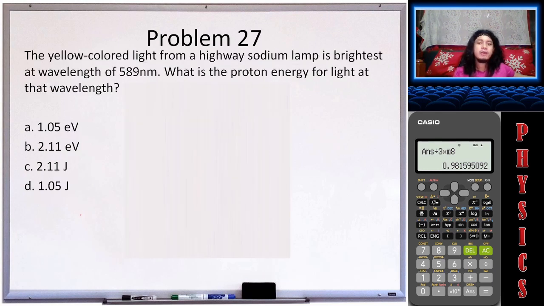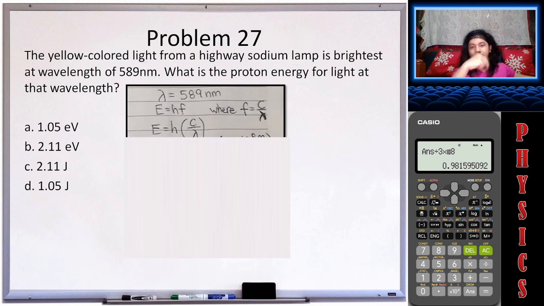The yellow-colored light from a highway sodium lamp is brightest at a wavelength of 589 nanometers. What is the photon energy for light at that wavelength? Aha! Energy for light. Anong formula natin yung may energy, tapos may wavelength? It can be frequency related. Tama, ang gagamitin natin dyan is energy is equal to hf.